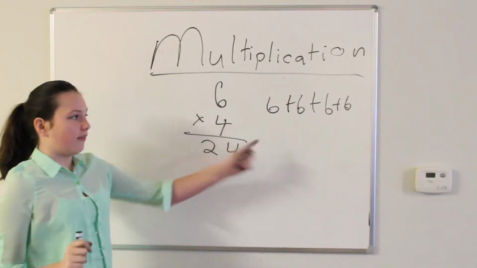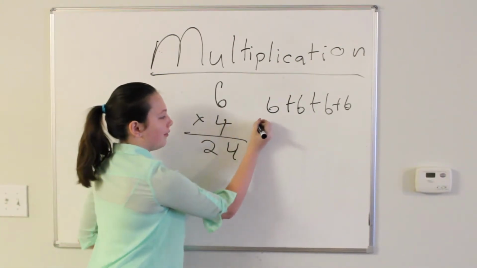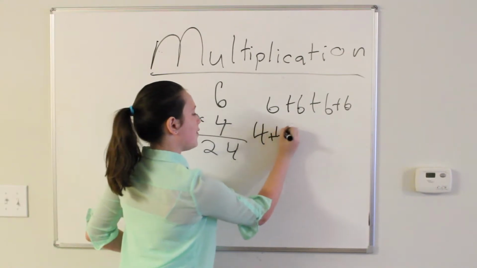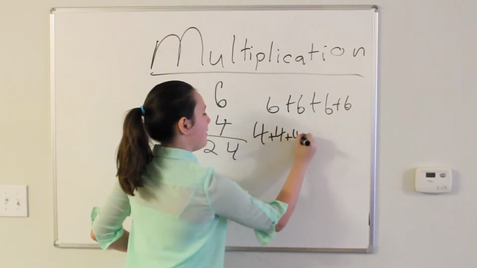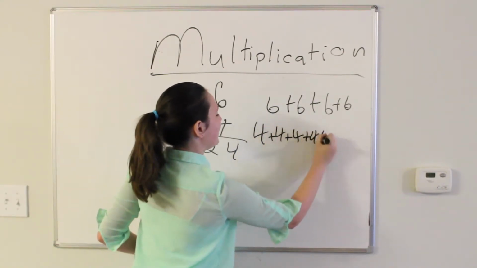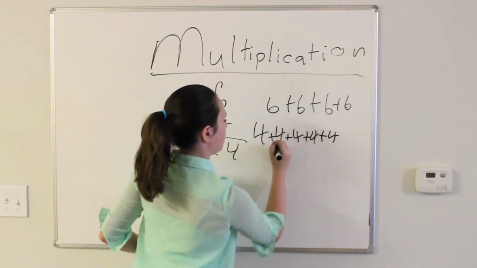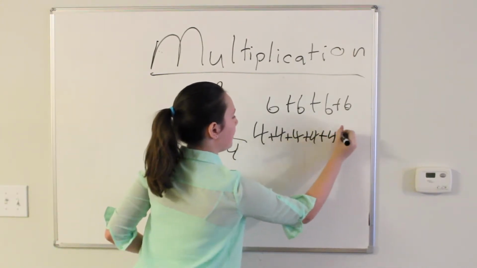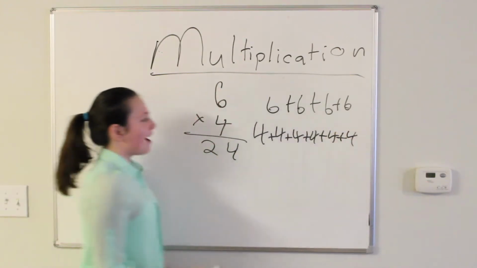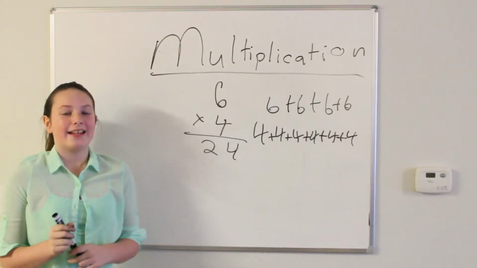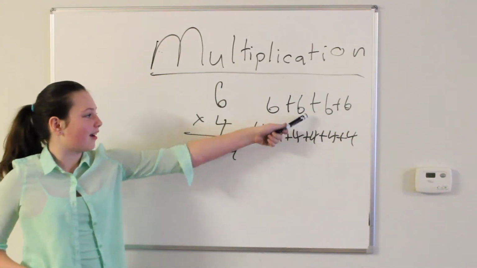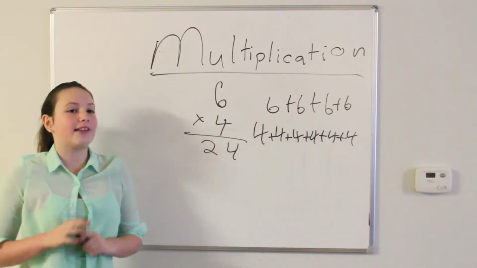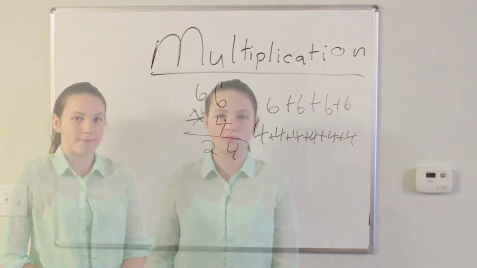Another way that we could figure that out is if we did 4 plus 4 plus 4 plus 4 plus 4 plus 4. That would also equal 24. Both of these ways is a way to show multiplication.